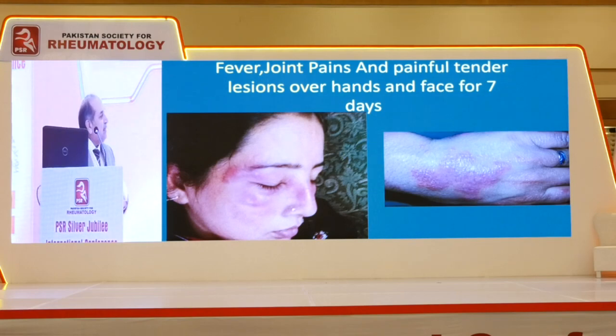Now this patient presented to us with a short history of fever, joint pains, and painful tender lesions over the hands and face for the last 7 days. So, pseudovesiculation of the plaques. So this turned out to be a case of Sweet syndrome.